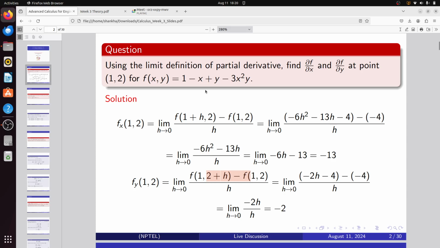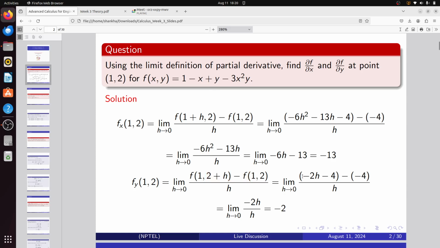You need to put x = 1 here. So 1 minus 1 is 0, and y is equal to 2 plus h, and here you will get minus 3 into 1 squared into (2 plus h). So that will be minus 3 into (2 plus h). If you do a simple algebraic calculation, you will get h plus 2 minus 3h minus 6.